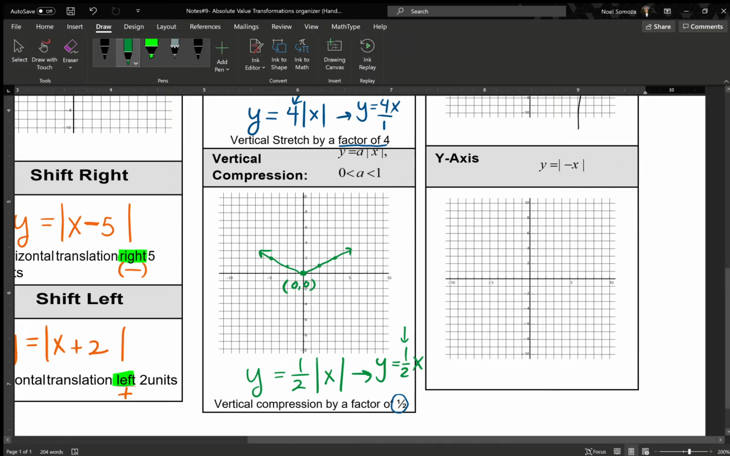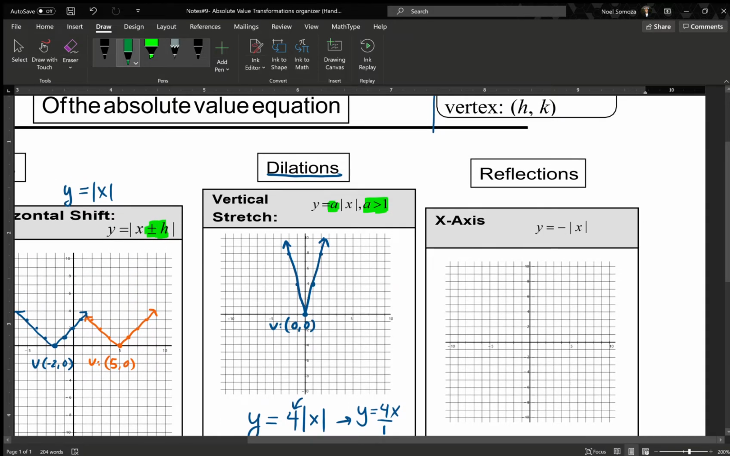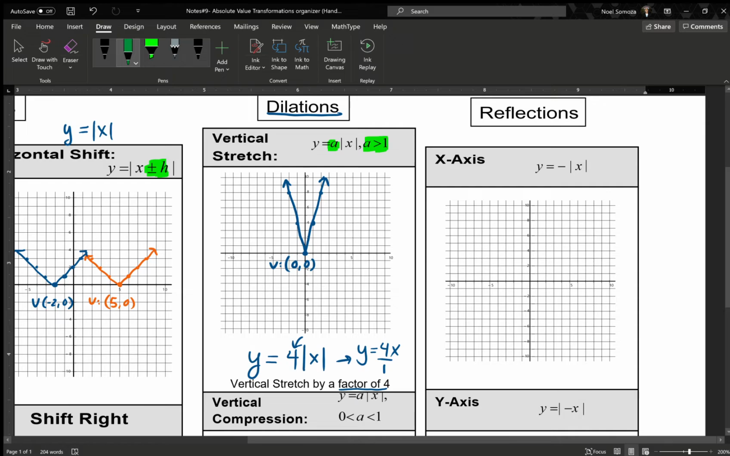And then finally, let's take a look at the last type of transformation, which is the reflection. The reflection is pretty easy. We've already kind of looked at it before. A reflection simply means you're going to flip the v across the x-axis, at least in this case, because we're looking at a reflection across the x-axis.